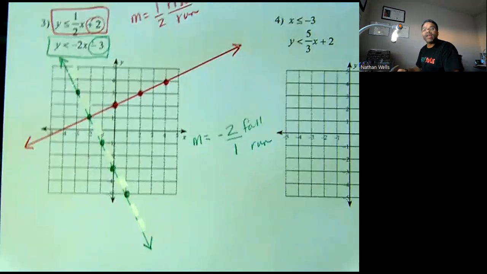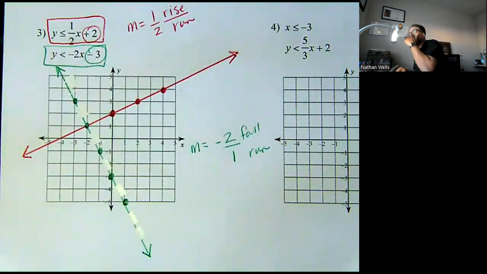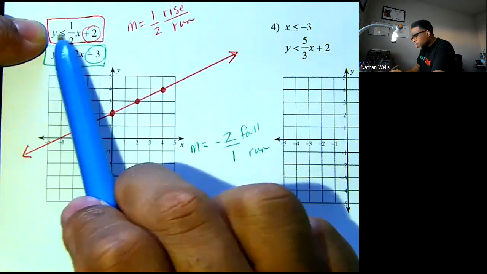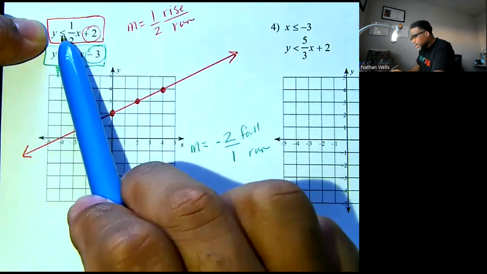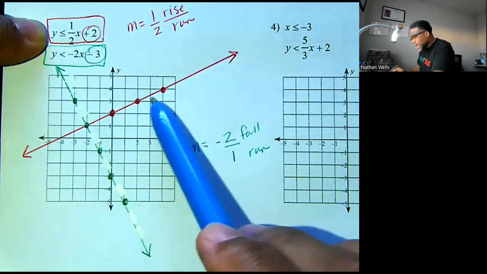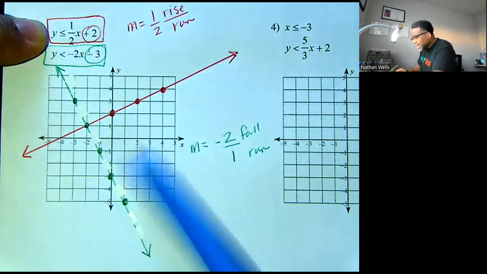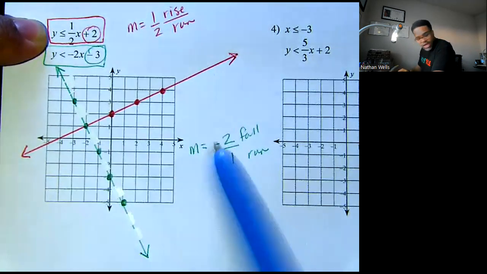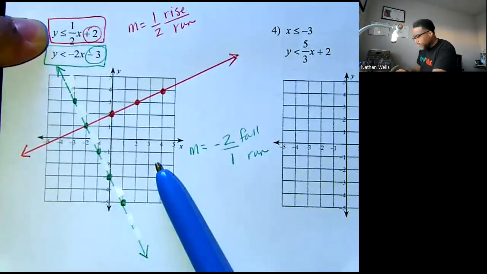So now we need to decide, where do we shade? Well, if you go back and look, it says that y is less than or equal to the red line. Remember, the y values are less below the red line. So I would shade everything below.